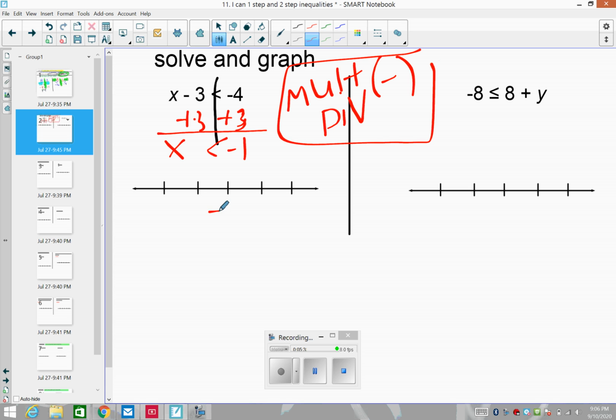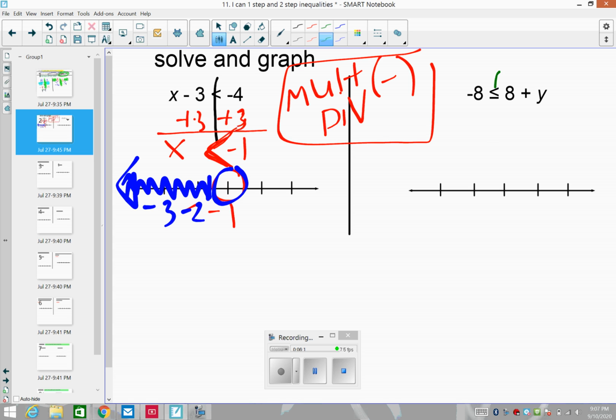We're going to do super fast graphs on this. So the -1 goes in the middle. We have an open circle at -1. And we're talking about all the numbers that are less than -1. So all the numbers that are smaller than -1 would be -2, -3, and so on. So we're going to shade to the left. Reminder, open circle here because it's just a less than symbol. So we did not have to flip the sign here.